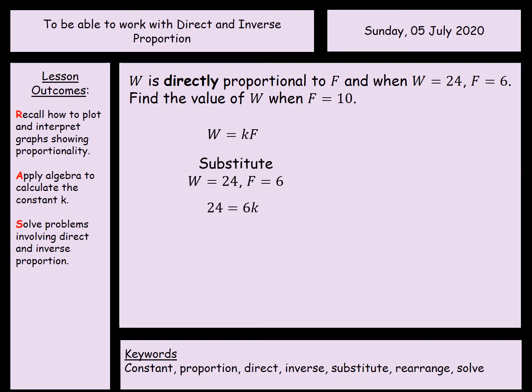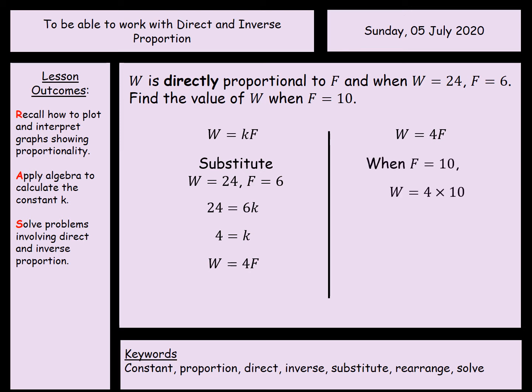And so we set it up like this, and we can see that K has got to be 4. So we've got ourselves an equation of proportionality. W equals 4F. Next step is we then use this value. So W equals 4F. We know that F is 10, which means that when you substitute it in, we get W equals 40.